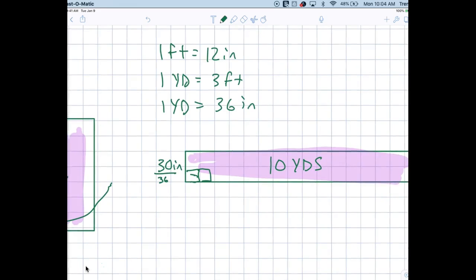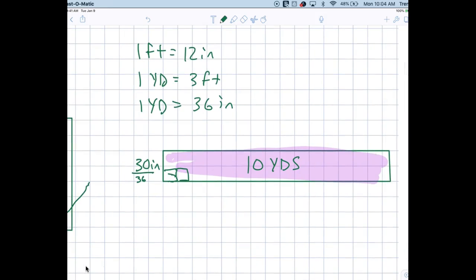Very nice. So when you did 30 out of 36, that went down to what? 5/6. So the width of this rectangle, instead of calling it 30 inches, we're going to call it 5/6 of a yard. 5/6 of a yard.